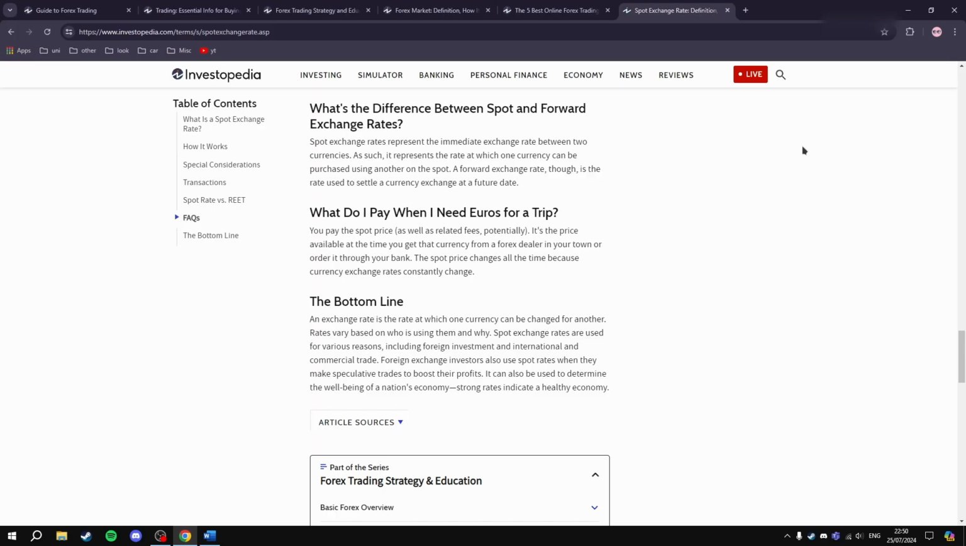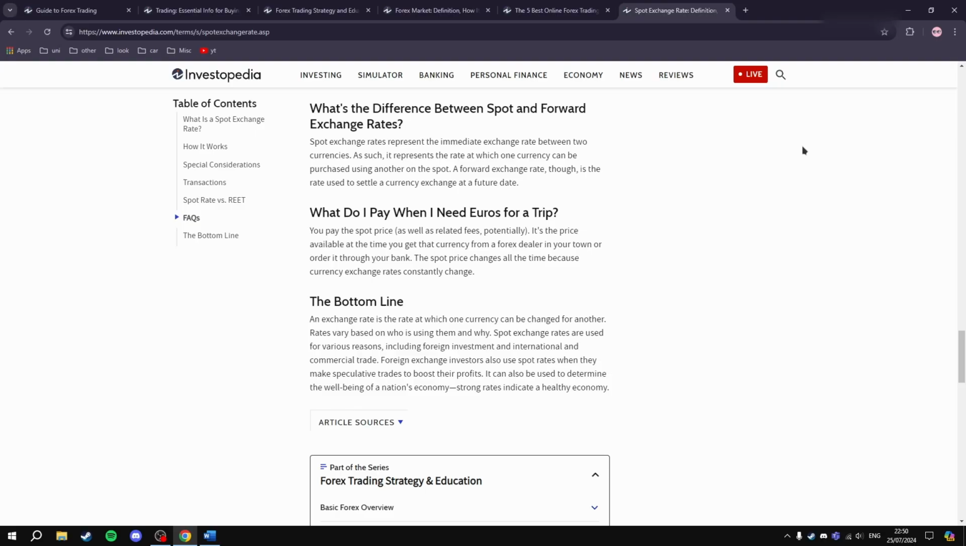What's the difference between spot and forward exchange rates? Spot exchange rates represent the immediate exchange rate between two currencies. As such, it represents the rate at which one currency can be purchased using another on the spot. A forward exchange rate, though, is the rate used to settle a currency exchange at a future date.